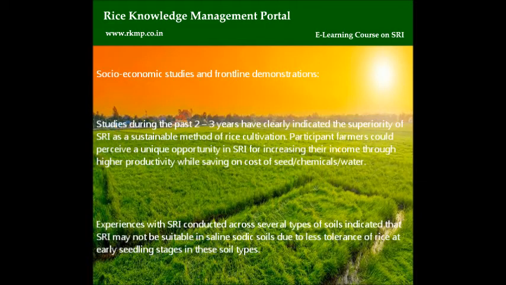Socio-economic studies and frontline demonstrations. Studies during the past 2-3 years have clearly indicated the superiority of SRI as a sustainable method of rice cultivation. Participant farmers could perceive a unique opportunity in SRI for increasing their income through higher productivity while saving on cost of seed, chemicals, and water. Experiences with SRI conducted across several types of soils indicated that SRI may not be suitable in saline sodic soils due to less tolerance of rice at early seedling stages in these soil types.